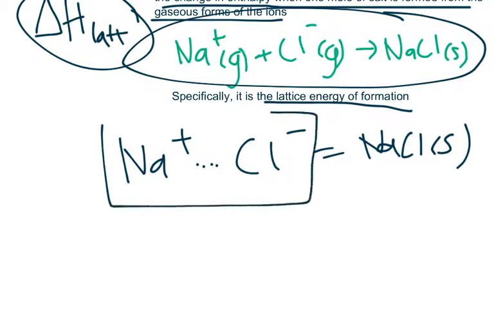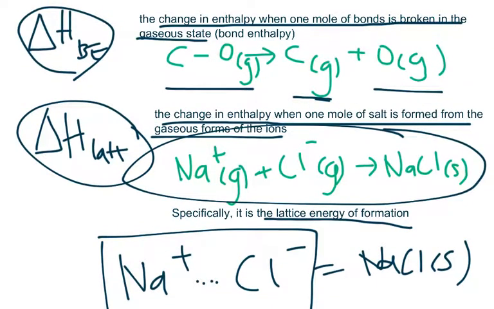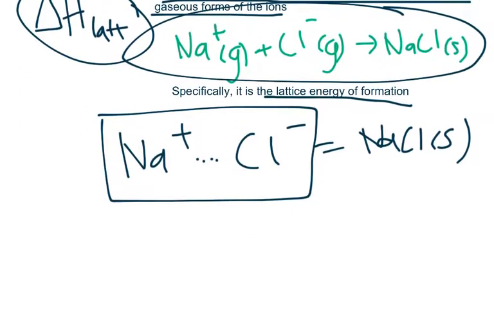Since a bond is being formed, that means that it's releasing energy, right? So if it's releasing energy, just like how when we form bonds in bond enthalpies, we make the delta H's negative, then the delta H of the lattice energy is going to be negative because we are forming bonds, and forming bonds releases energy. So the delta H of lattice, the process is exothermic.